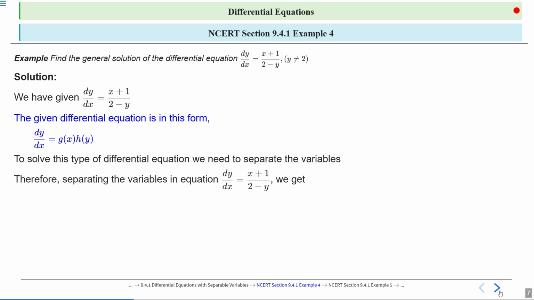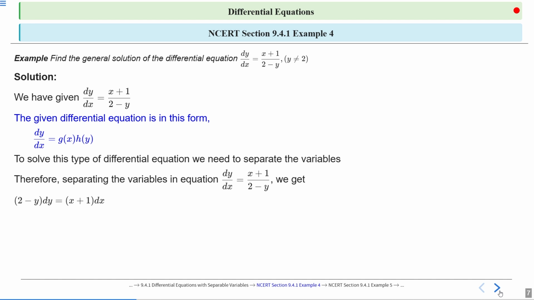To solve, separating the variables in the equation dy by dx is equal to (x plus 1) by (2 minus y), we get (2 minus y) dy is equal to (x plus 1) dx. How do we separate? We just write it as 1 by h(y) dy. Here the value of h(y) is 1 by (2 minus y), so it becomes 1 by h(y), that is 2 minus y. So it becomes (2 minus y) dy is equal to (x plus 1) dx. We just cross multiply, if you clearly observe it. So we write the function with y with dy and the term with x with dx.